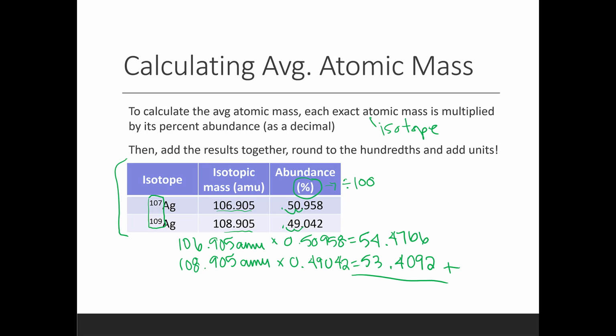What we should end up with is the average atomic mass that's listed on the periodic table. So if we take these numbers, 54.4766 plus 53.4092, we add them up and we get 107.8858 AMU. The mass of silver on the periodic table is 107.868. So we are very, very close to that average atomic mass there.